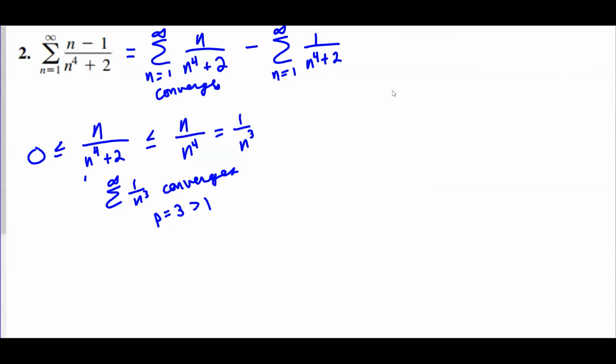What about the other one? So let's take 1 over n to the fourth plus 2. Again, that's got to be less than 1 over n to the fourth, right? If I make the denominator bigger, it makes the fraction smaller. And I know that this converges by the p-series test again.